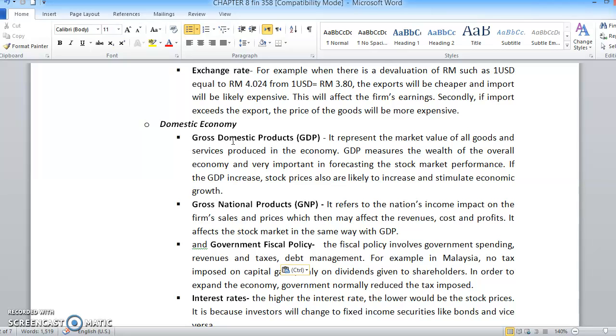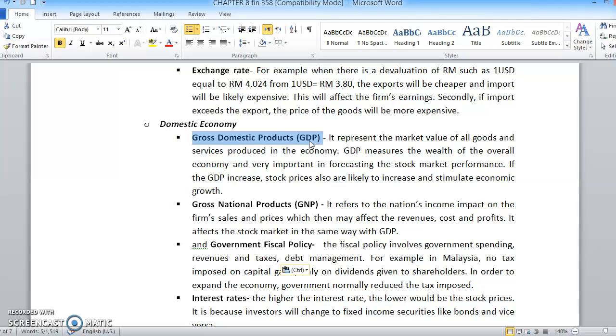First part is GDP, gross domestic product. So gross domestic product represents the market value of all goods and services produced in the economy. So in Bahasa we call it KDNK, kan, kadar keluaran negara. In English, we call it GDP, gross domestic product, kadar keluaran dalam negara kasar.